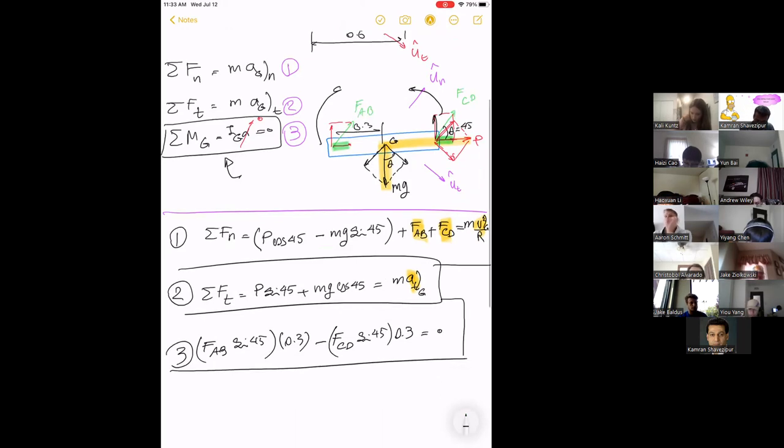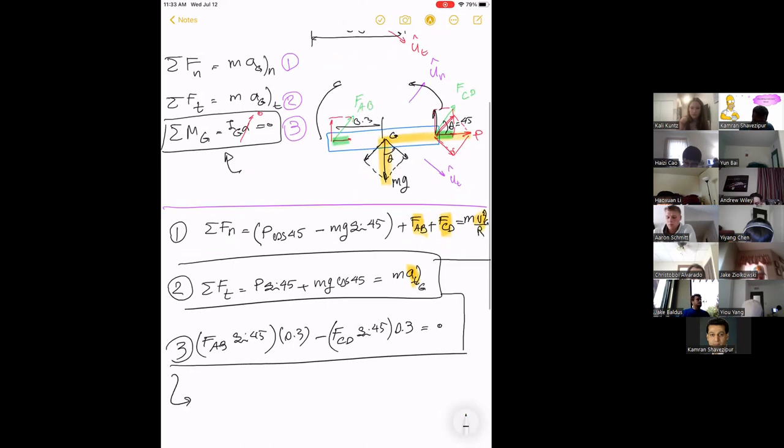From here, you can simplify, say FAB is equal to FCD. And that's what we thought from the beginning. We were not sure, but the equation proves it. So never assume things are equal unless you get the proof.